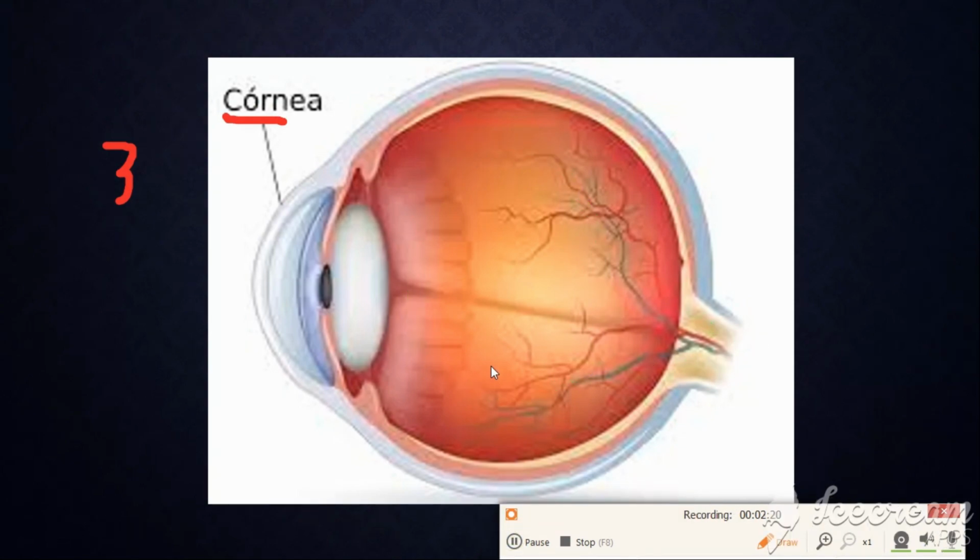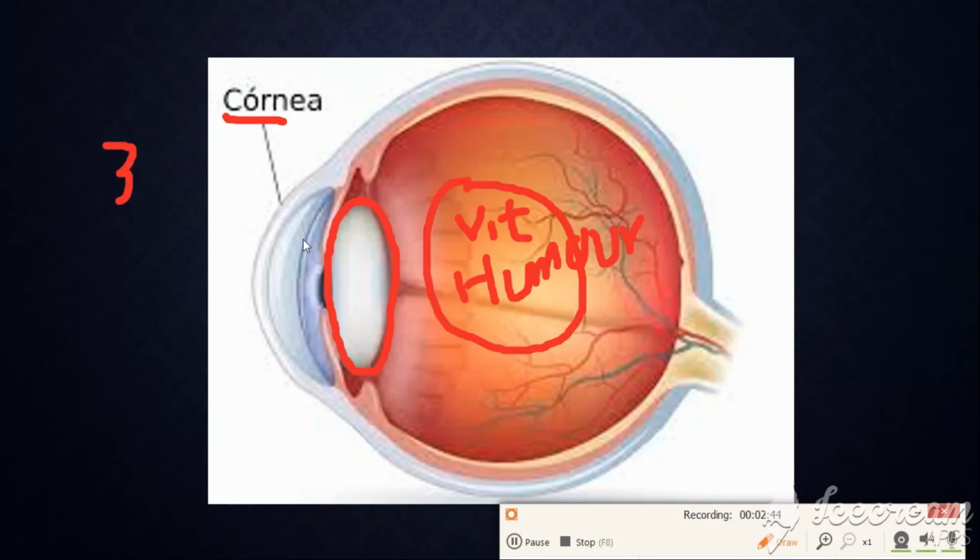Apart from these layers, there are certain structures and substances which are present inside the eye. The lens, and this part, the inner part of the eye, is filled with vitreous humor, and the anterior part of the eye is filled with aqueous humor. Now aqueous humor is present in the anterior as well as the posterior chamber. We will talk about them in the lecture of glaucoma.